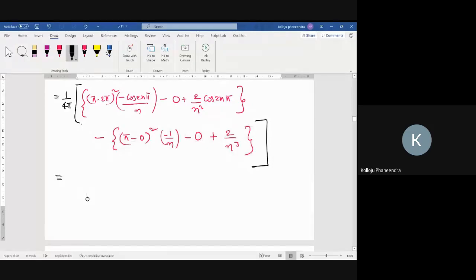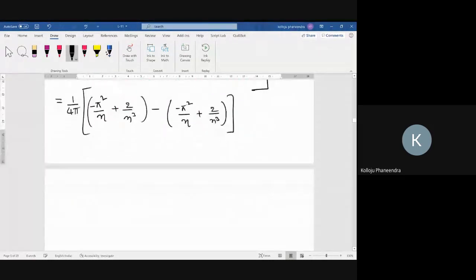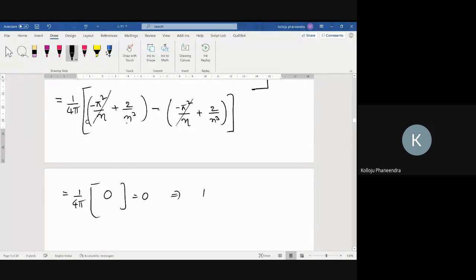Now this is equal to 1 by 4 pi. Pi minus 2 pi, minus pi, whole square means pi square. Cos 2n pi value 1, and this minus as it is, minus by n, and cos 2n pi, that is plus, so 2 by n cube as it is. This is the upper limit value, minus. Coming to the lower, pi square by n, minus, already it is there, plus 2 by n cube. Now if I simplify, 1 by 4 pi, this is minus pi square by n, this is plus pi square by n, which gets cancelled, and 2 by n cube minus 2 by n cube also gets cancelled, so this value is 0. So bn value is 0.